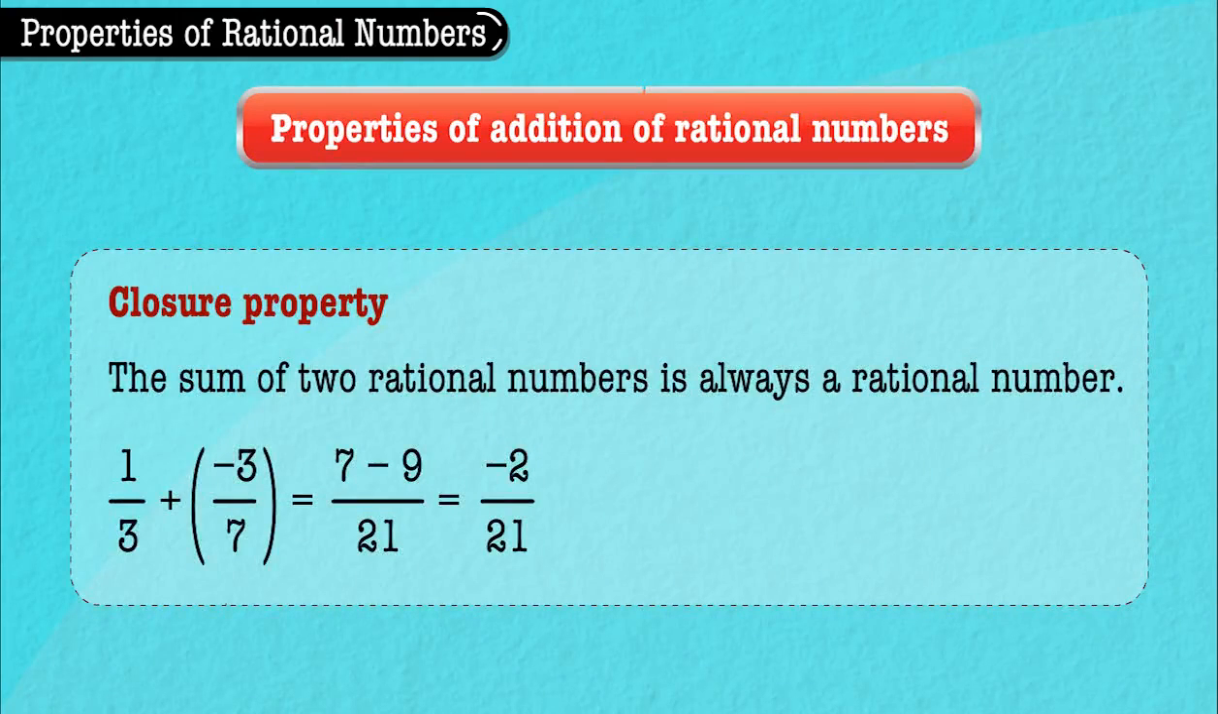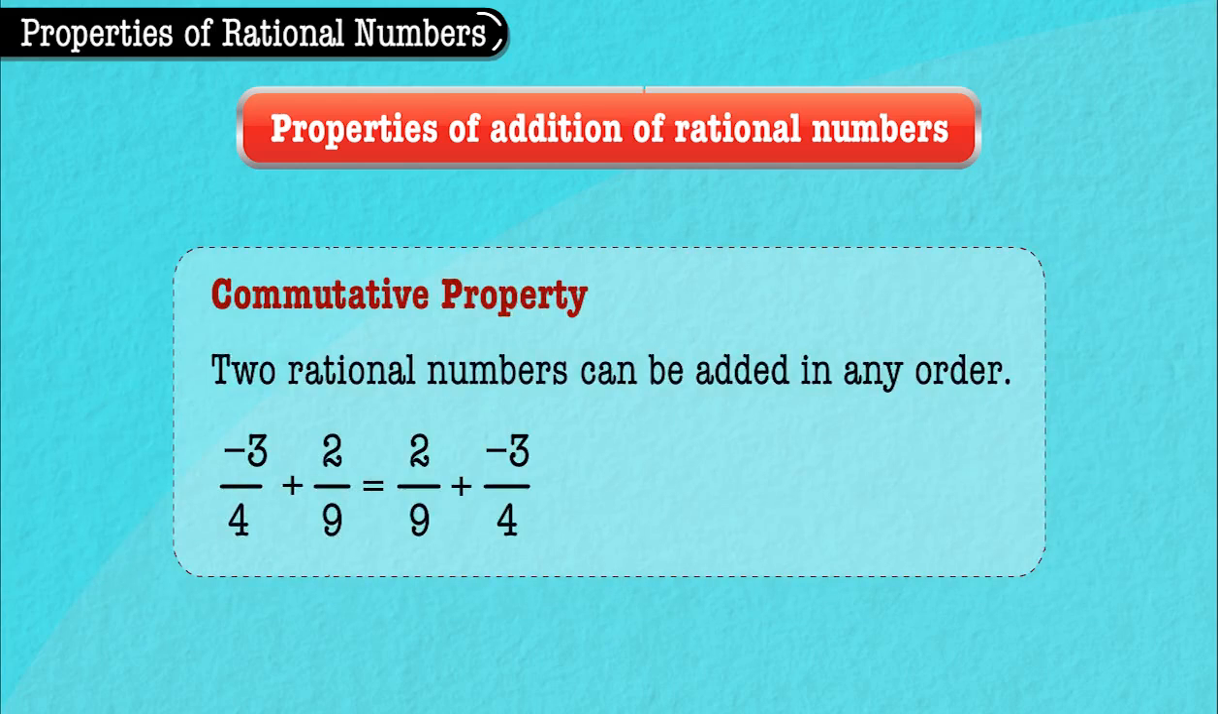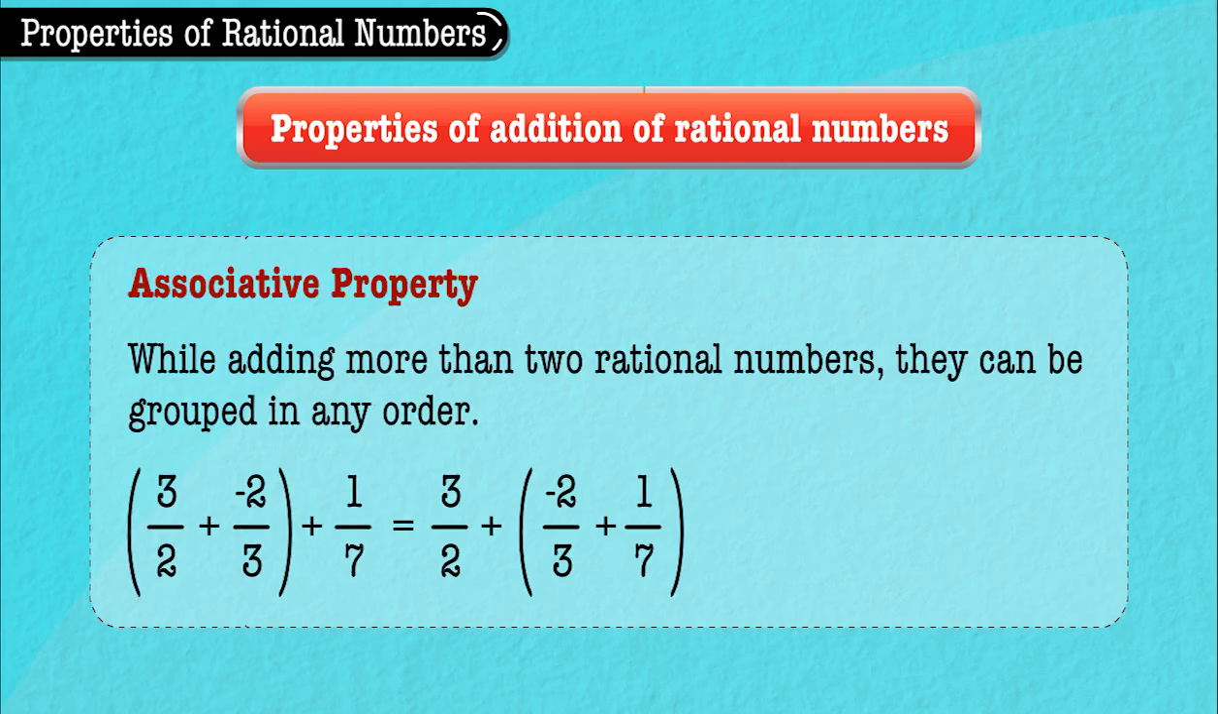Closure property. The sum of two rational numbers is always a rational number. Commutative property. Two rational numbers can be added in any order. Associative property. While adding more than two rational numbers, they can be grouped in any order.